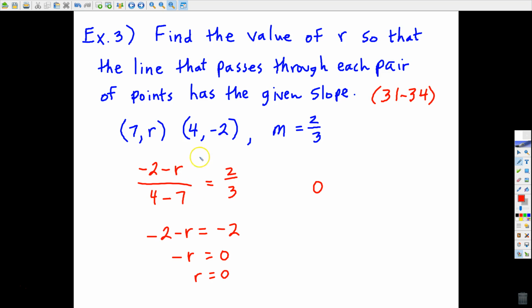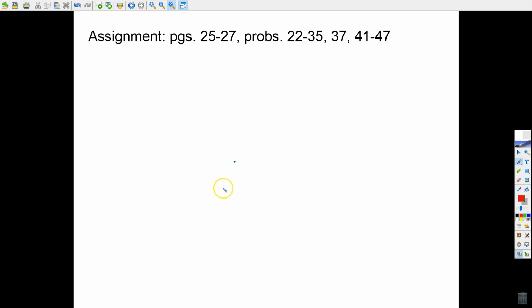So I just wanted to give you a taste of how those work so that when you get to those problems, you'll understand. All right, so I think that does it for this assignment. These are the problems that you're going to do. And if you have any questions, let me know.